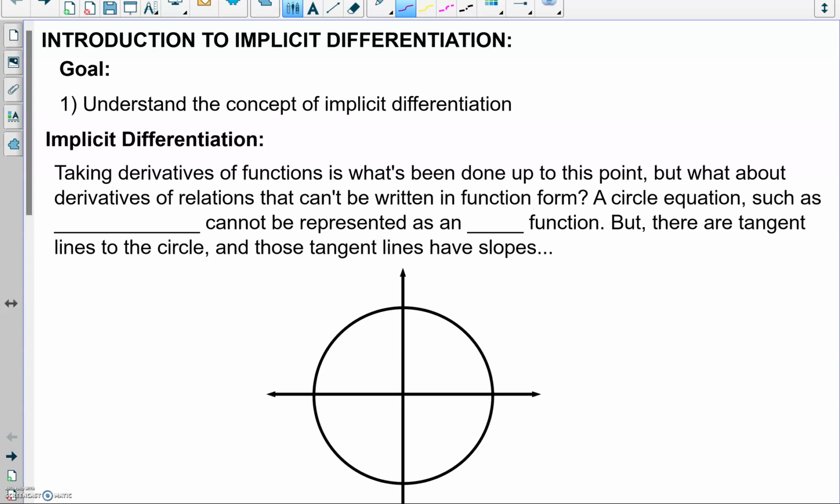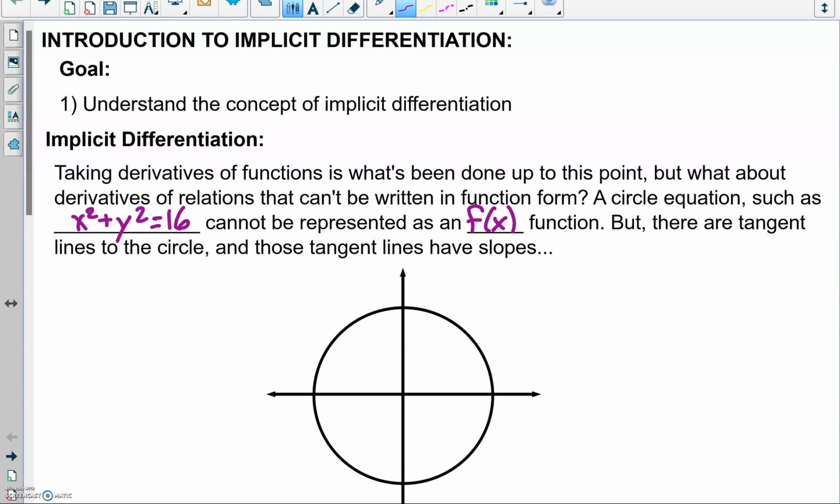Introduction to Implicit Differentiation. Goal here: understand the concept of implicit differentiation. What's it all about? Well, taking derivatives of functions is what's been done up to this point. But what about derivatives of relations that can't be written in function form? A circle equation, such as x squared plus y squared equals 16, cannot be represented as an f of x function. If you tried to do that, it's not going to work.